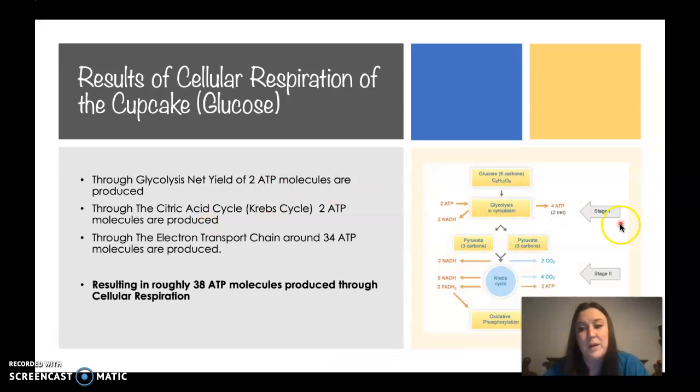The whole process right here is summarized: glucose is 6 carbons, and then it is broken down into 3 carbons, and then it enters the Krebs cycle, and then the oxidative phosphorylation or the electron transport chain.